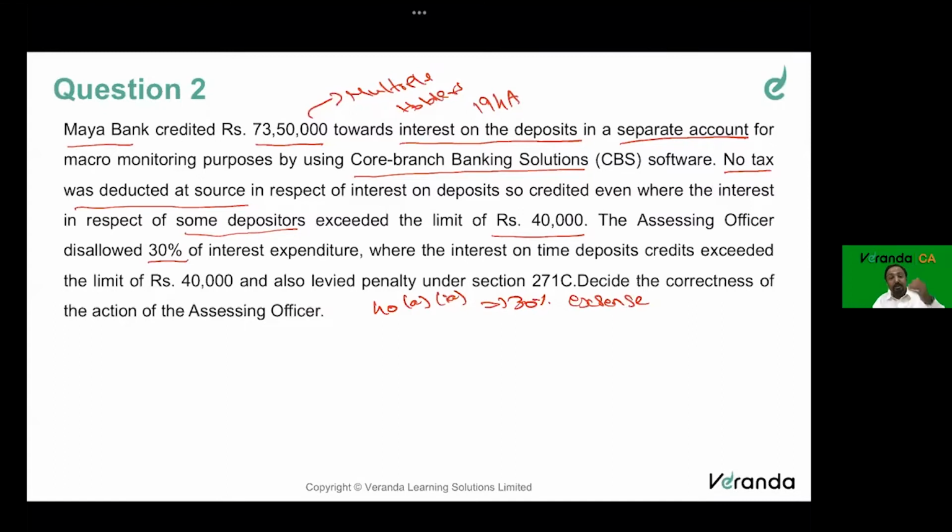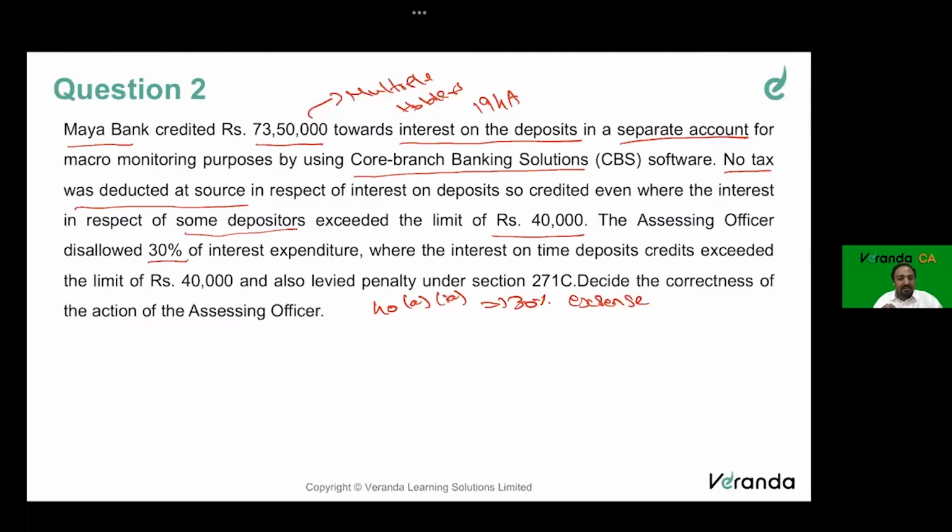Subsequently, if deduction has actually happened in the relevant year, then this will be allowed. So that's what 40A is. So it will be disallowed in the year of non-deduction, short payment or whatever. It will again be allowed in the year in which it is actually paid to the government, that is, TDS has been deducted and paid to the government.